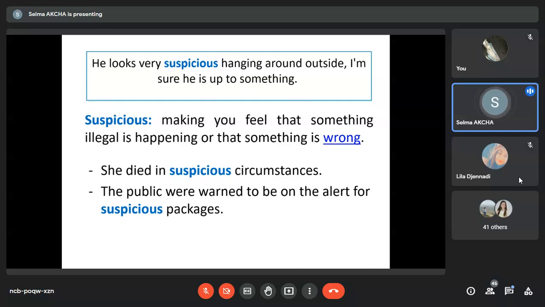Why? Why does he look very suspicious? Pourquoi il a l'air suspect? Because he is hanging around outside. Parce qu'il est au même endroit. Il traîne, il rôde dans le même endroit à l'extérieur. C'est pour ça qu'il est suspect. I am sure he is up to something.